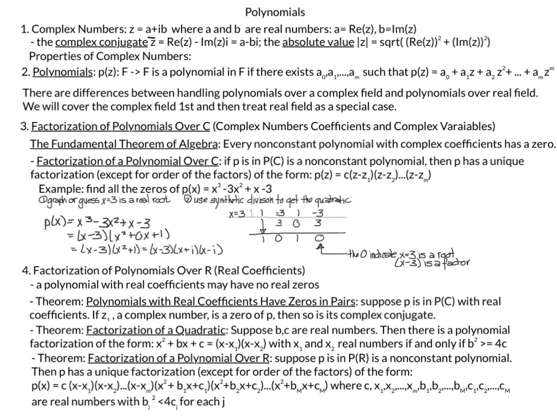We have this theorem of factorization of a polynomial over R. Suppose p is a polynomial over the space of polynomials, and it's a non-constant polynomial. Then p has a unique factorization, except for order of factors, of the form c times (x minus x1), (x minus x2) up to (x minus xm). These represent the real roots of the polynomial, times x squared plus b1x plus c1, x squared plus b2x plus c2, up to x squared plus bmx plus cm. These quadratics then represent the complex roots.